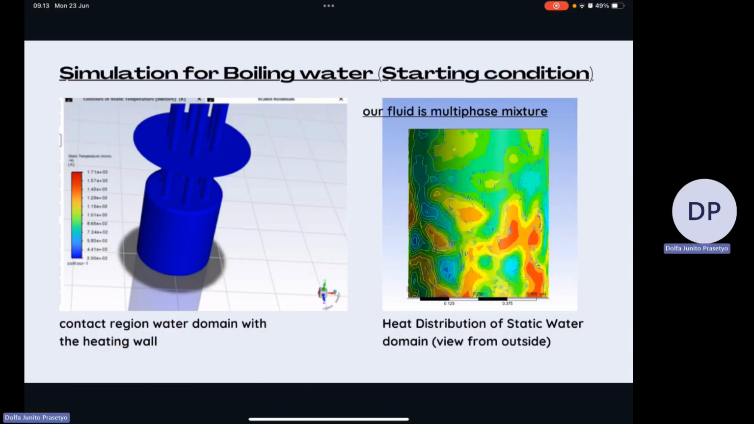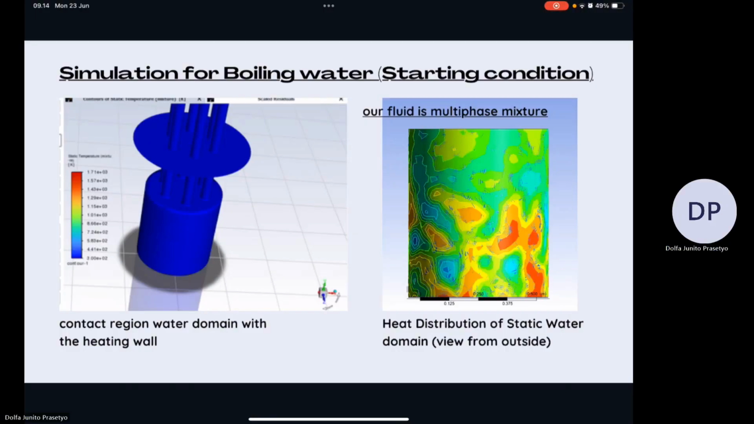Somehow the simulation doesn't show that the surface of the contact region of the water domain with the heating wall has an increasing temperature. It's just weird for me, and we didn't know how to solve this. We didn't know what the problem is because we followed the instructions on YouTube, but somehow there is a maximum temperature of about 700 located at the top of this picture. It's in the flue gas temperature out region.